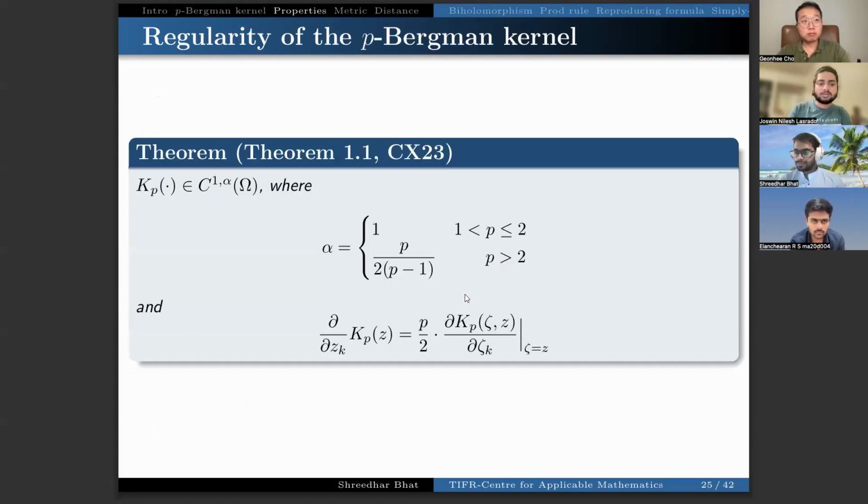In this expression, that derivative of K_p of z, is it in the weak sense? No, no, in the strong sense, like the actual derivative. Okay, so it is actually C^1. Yes, it is C^1, and the derivative is alpha-Hölder continuous with this alpha. All right, thank you. Any other questions?